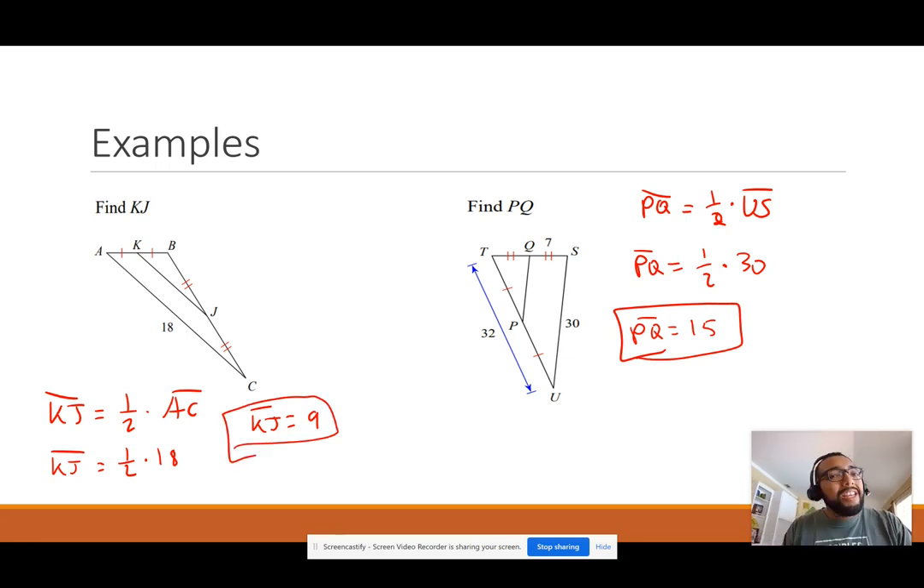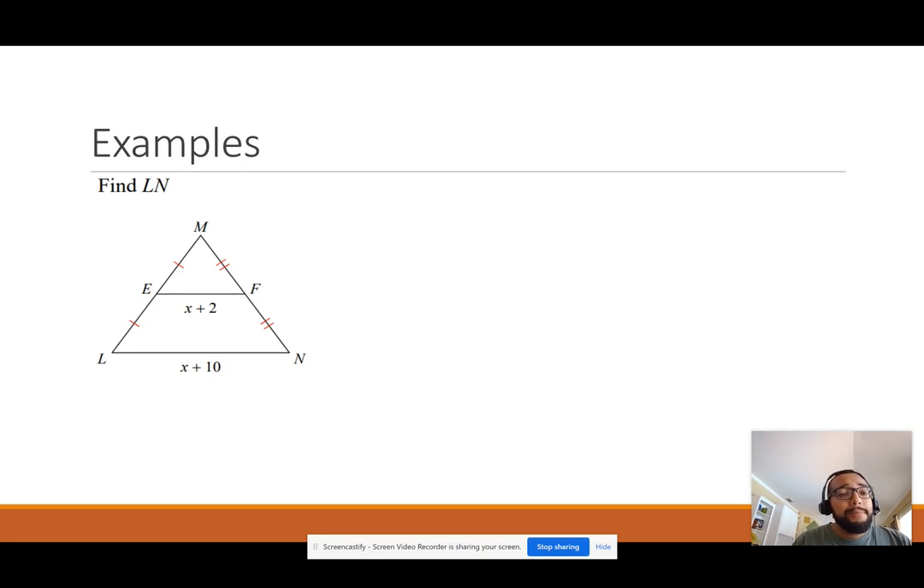So we're about to show some different examples, nothing too crazy, but that's all this is saying here. The mid segment is 1/2 the triangle's base, and the mid segment and the triangle's base are parallel to each other. Now, this next example, find LN. But we have here some x's, we didn't have numbers. Same thing. We're still going to set it up the same way.